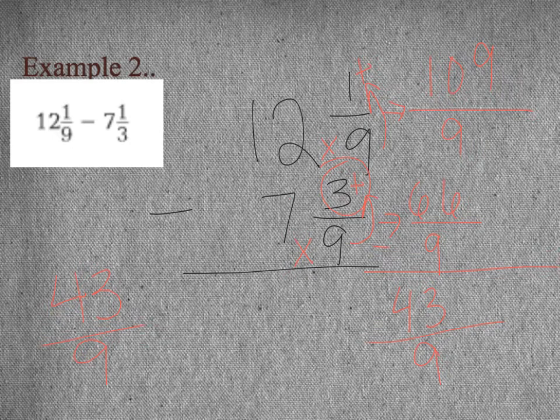43 over 9. Well, I need to think about, remember, 9/9 would be 1 whole. So how many times does 9 go into 43? Well, if I'm thinking about my multiplication tables right now, I know that 9 times 4 is 36, which is about as close to 43 as we're going to get. So 9 goes into 43 4 whole times, and 43 minus 36 will give us how much is left over. So 43 minus 36 is 7. So I have 7 left over, and our denominator is 9. So our answer is 4 and 7/9. We got the same answer as last time.